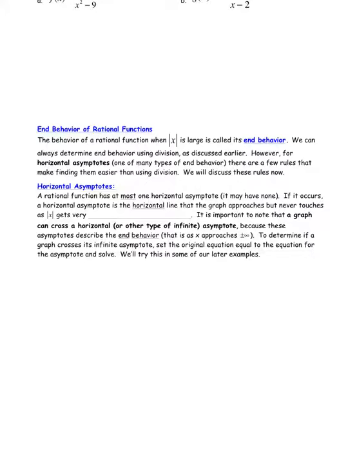The next thing we're going to analyze for rational functions is end behavior. End behavior in general is what happens to the y values of our function, or what happens to our function as x goes to plus or minus infinity, or we could say as the absolute value of x gets really large. So we're looking at what happens to our function as x goes to plus or minus infinity.